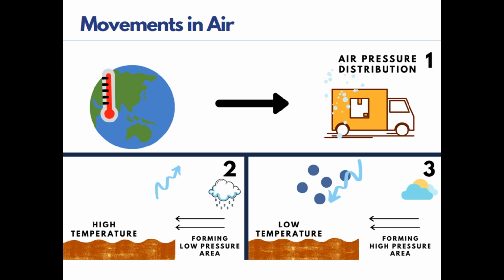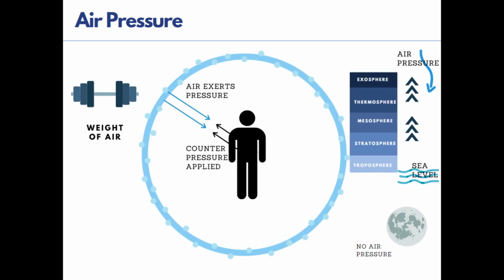Likewise, if an area has a low temperature, air should be cold there. And we know cold air is dense and heavy. Due to its heaviness, it sinks and forms a high pressure area. High pressure areas have a clear and sunny sky as you see in image 3.